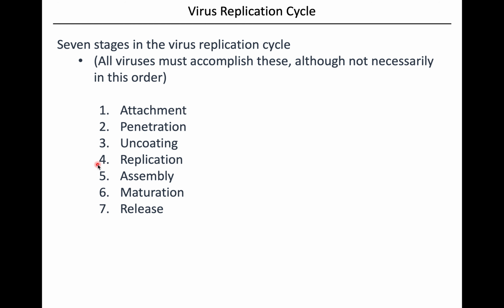Replication, in this case, is referring specifically to replication of the genetic material, whether it be RNA or DNA. A large portion of this chapter is actually dedicated to different methods of replication for different types of viruses with different genomes. Assembly is assembling the new virus particles. Maturation could vary depending on which virus you're talking about, but that is steps that would be required to make the new virions infectious. And then release is, of course, releasing it from the infected cell.